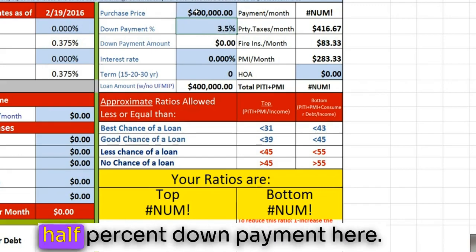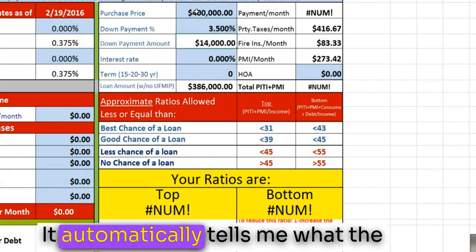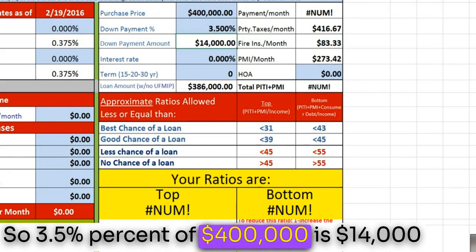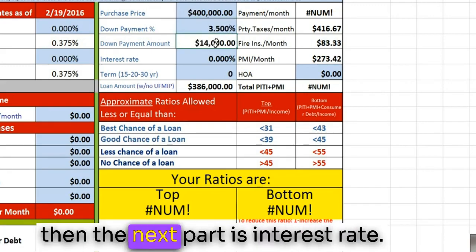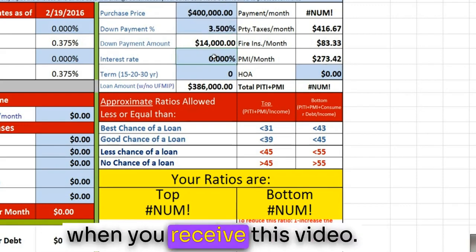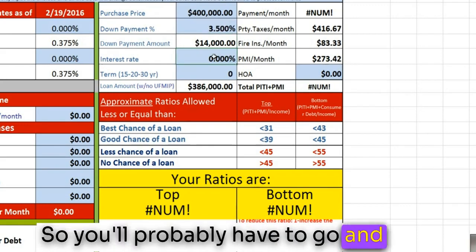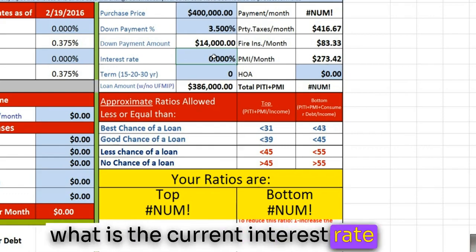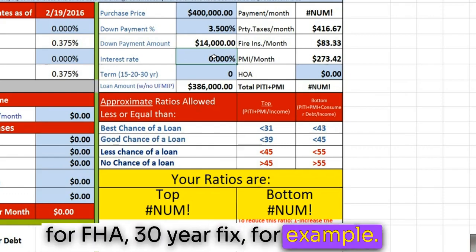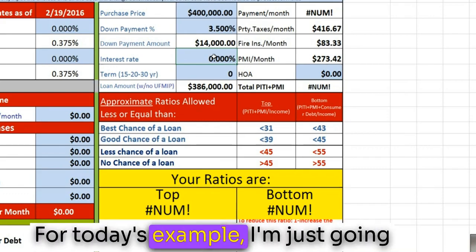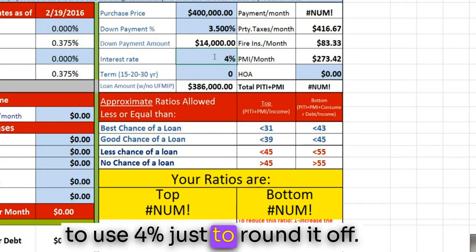So I'm going to enter 3.5% down payment here. It automatically tells me what the down payment is going to be. So 3.5% of $400,000 is $14,000. Then the next part is the interest rate. I don't know what the interest rate is going to be on the market when you receive this video, so you'll probably have to figure out what the interest rate is. You can just go to Google and search for the current interest rate for an FHA 30-year fixed, for example, and you'll probably find what the interest rate is. For today's example, I'm just going to use 4% to round it off.